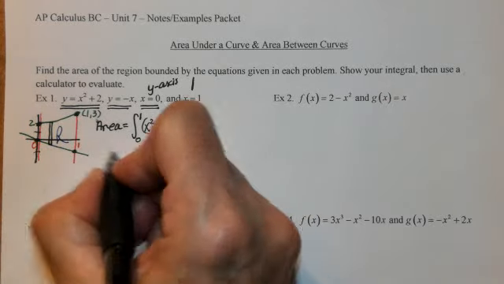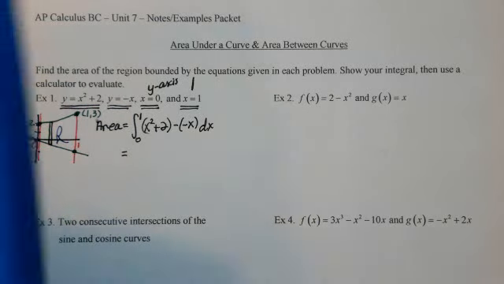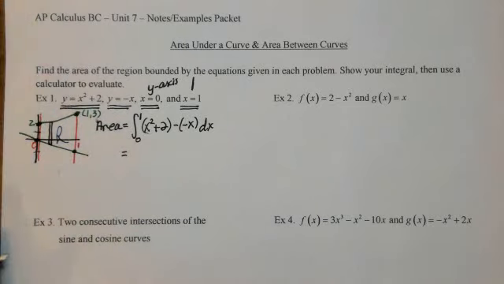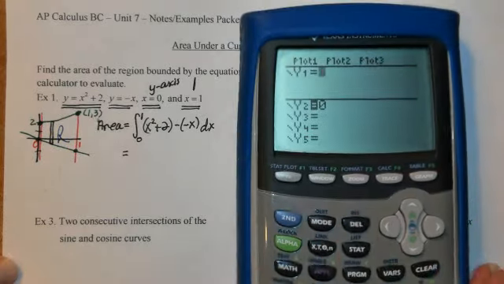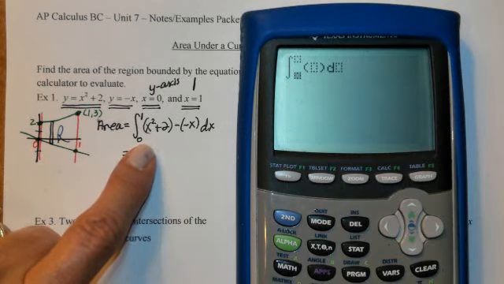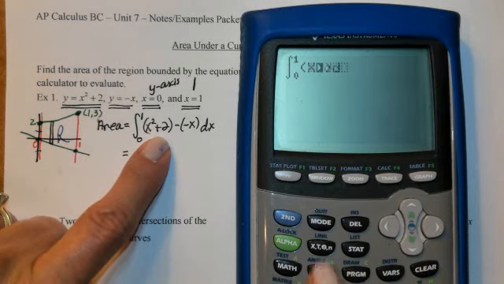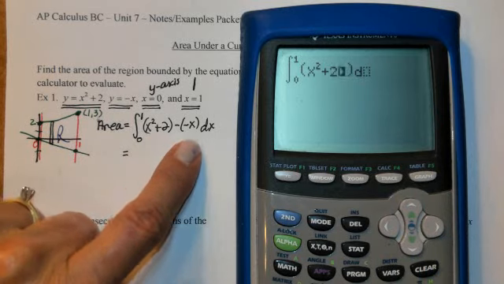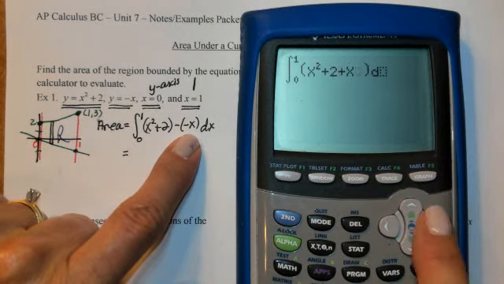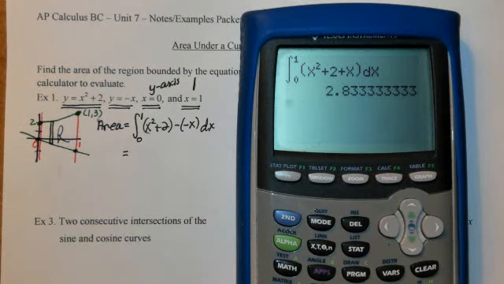All right, now we get to go stick this in our calculator. So what I want to see on your papers is I want to see your integral, and then I want to see your answer, okay? All right, so let's see. I'm going to go back to my home screen. Remember Math 9, 0 to 1, and then x squared plus 2 plus x dx. And this will give me the area.